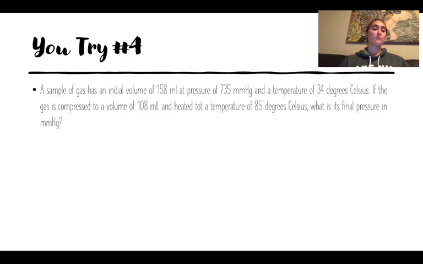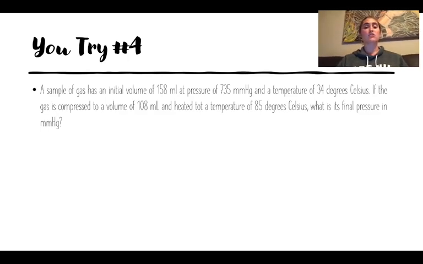So we're at Try It number 4. A sample of a gas has an initial volume of 158 milliliters at a pressure of 735 mmHg and a temperature of 34 degrees Celsius. If the gas is compressed to a volume of 108 milliliters and heated to a temperature of 85 degrees Celsius, what is its final pressure in mmHg? So pause here and try to solve this on your own, and when you move on, the answer will be on the next slide.